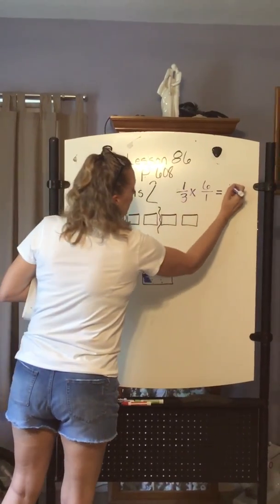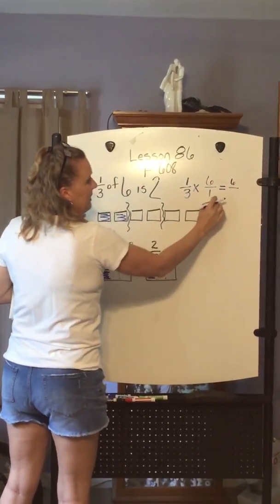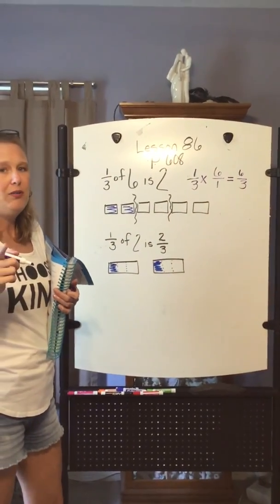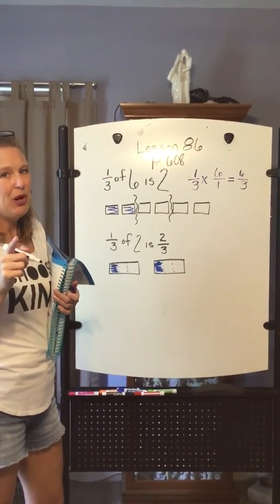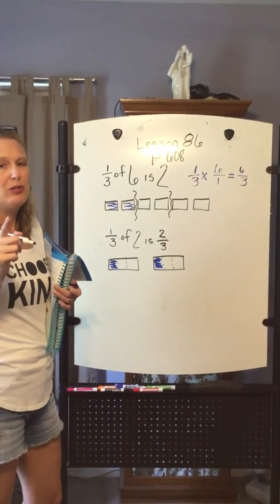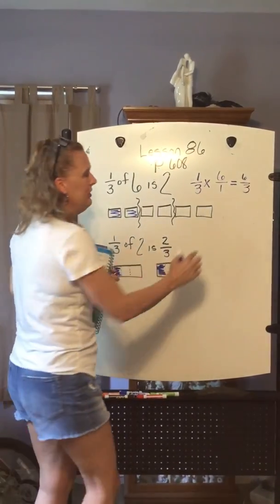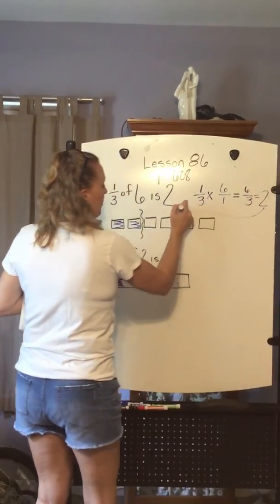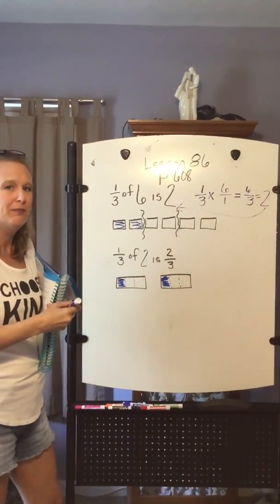Multiply the numerator, multiply the denominator. I have 6 over 3. What is that called? That's right, an improper fraction. So now we're going to simplify the improper fraction. 6 divided by 3 equals 2, which is what we started with to begin. Stop.